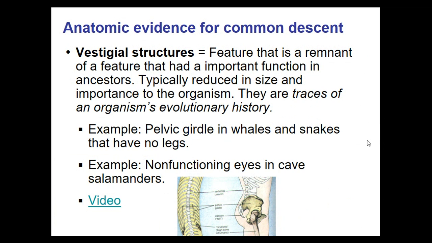One example is that whales and some snakes actually have hip bones, pelvis bones, and you can't see them because they're deep in the tissues of the animal, and they don't seem to have any function. I mean, whales don't have legs, snakes don't have legs, so why would they have a pelvis? Why would they have hips? Hips are for attachment of legs. They don't have legs. It's thought that those are just left over from their ancestors that did have legs.